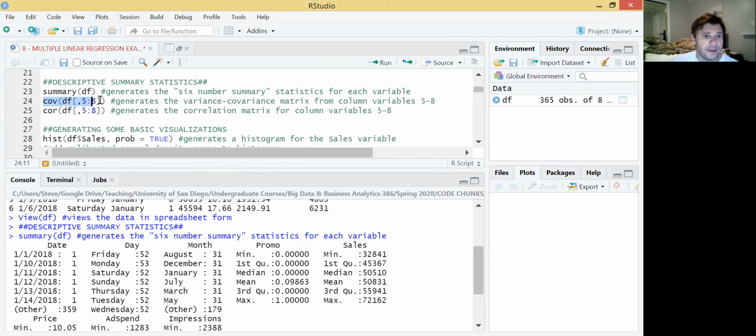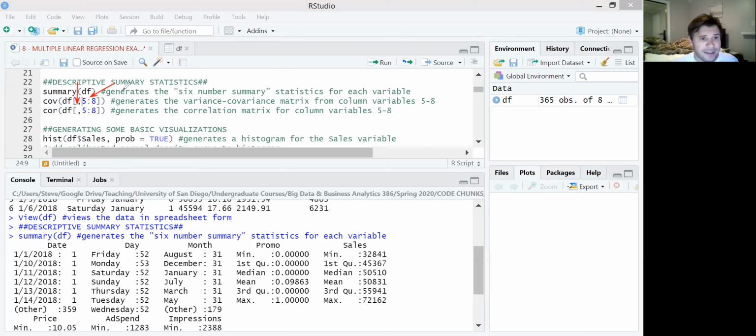So what we're going to do here is generate a variance-covariance matrix, which will show us the covariance between different variables in the data set, as well as the variance, which is the covariance of a variable with itself. We're doing this specifically for columns 5 through 8. You'll note this 5:8 is the column number. To the left of the comma, we did not put a row number, and that tells R to pull all the rows. So we're going to use all the observations, all 365, and only pull columns 5 through 8.